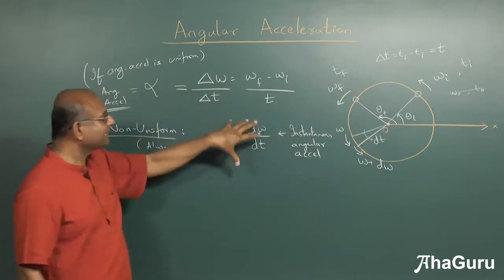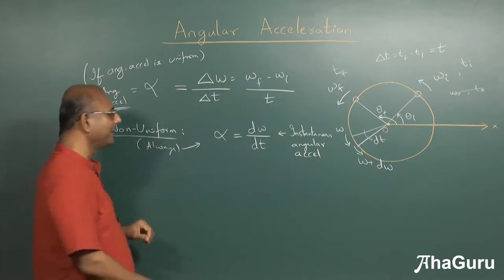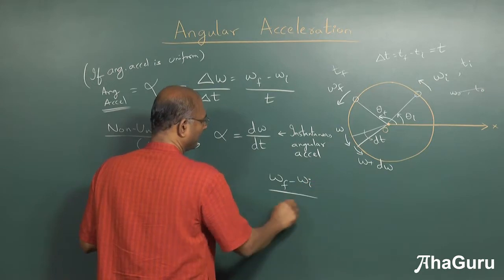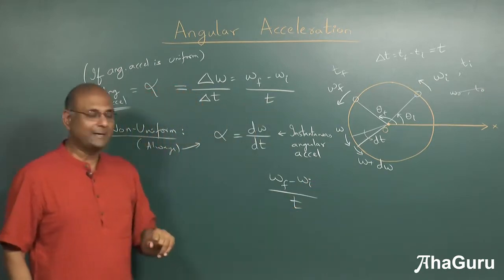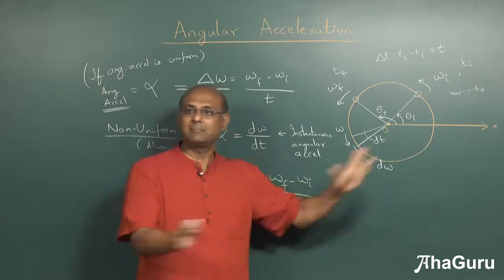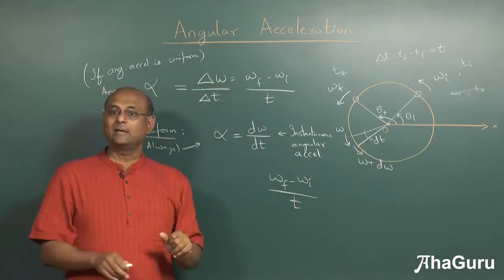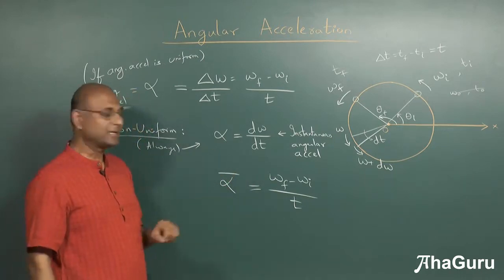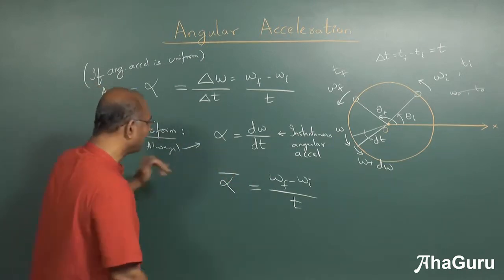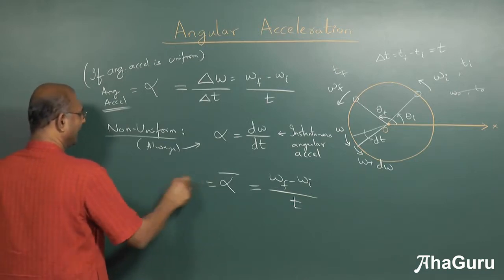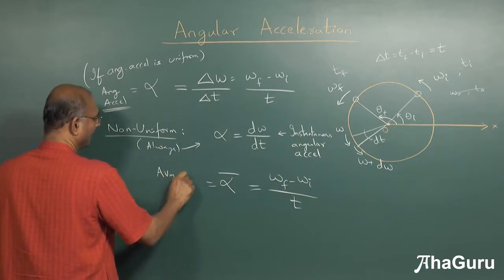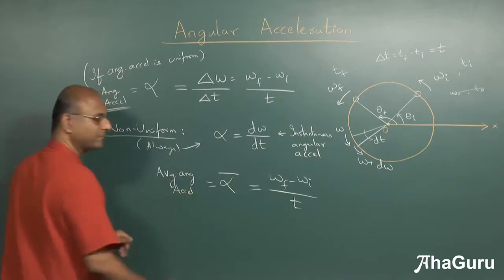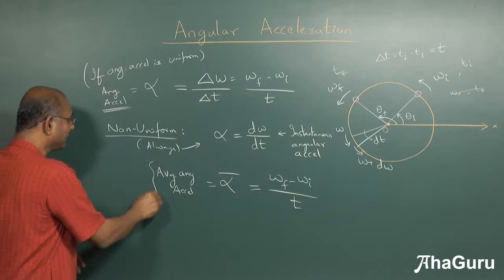What if the acceleration was changing? Then what would be delta omega? What is this in general? Suppose I didn't want to calculate d omega by dt. I just took final minus initial divided by time. What is that quantity? It should be called average angular acceleration. We put a bar on top, so alpha with a bar on top. So this is called average angular acceleration. This is also always true.